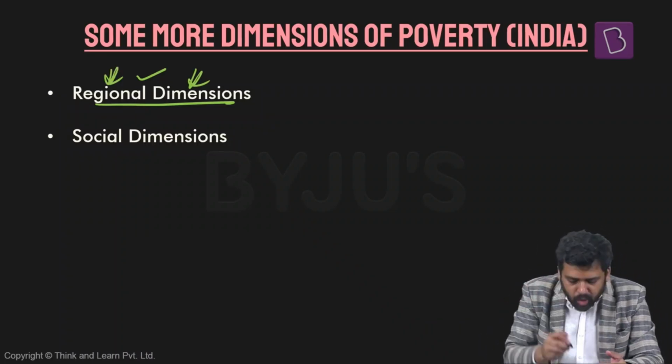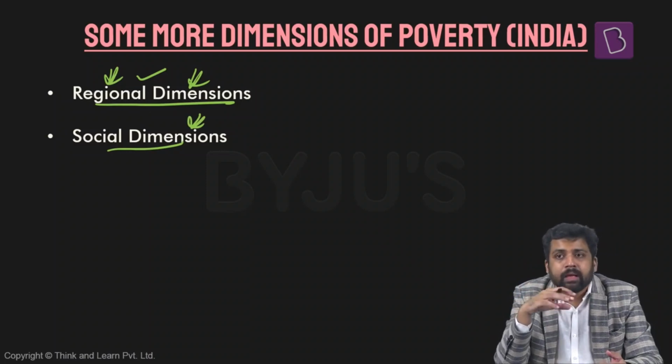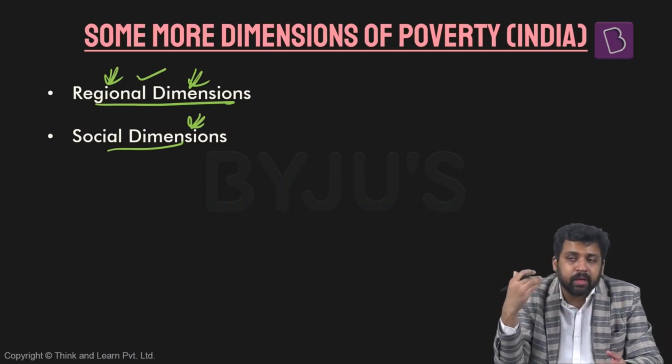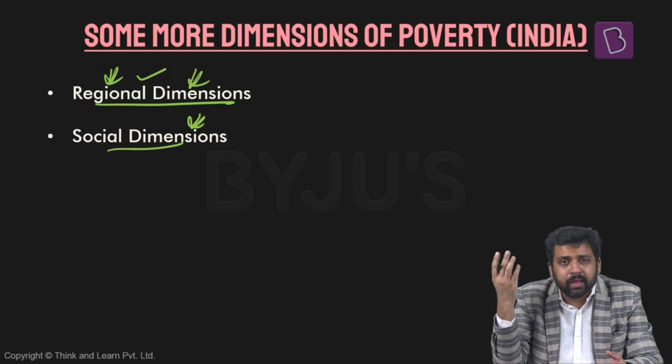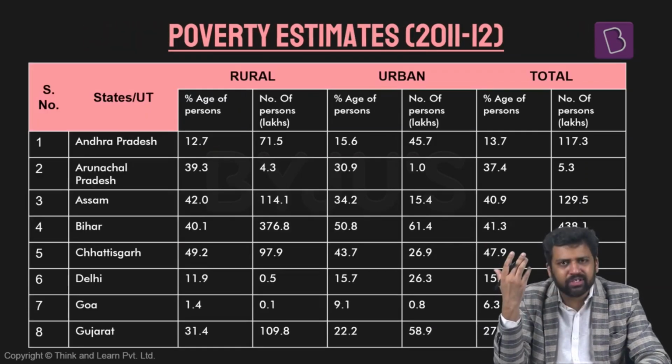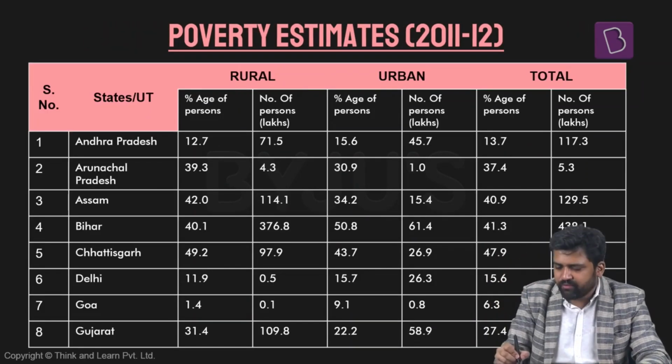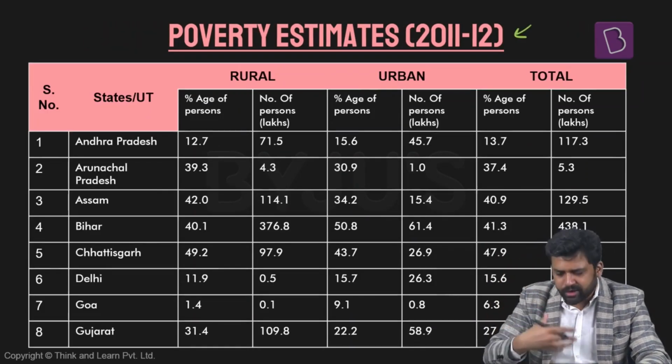Also, there is a social dimension. Not all socioeconomic groups will have similar levels of poverty. Right? There will be some social groups among whom the prevalence of poverty will be quite high. There will be some socioeconomic groups who are comparatively affluent. Right? So these dimensions are also there, and I will just show you some data points which might help you understand this. Right? So this is from 2011-12 data, and you can always refer to these data points.